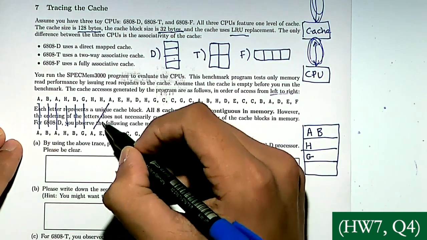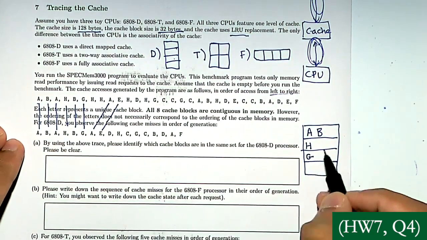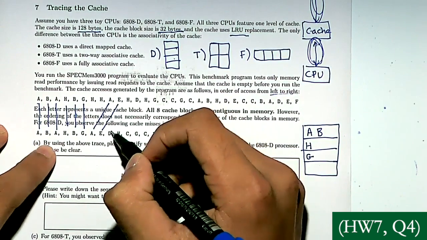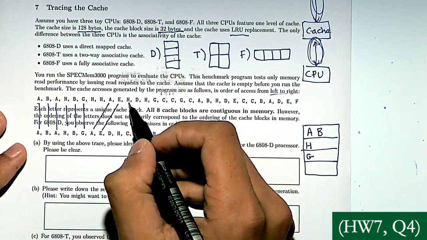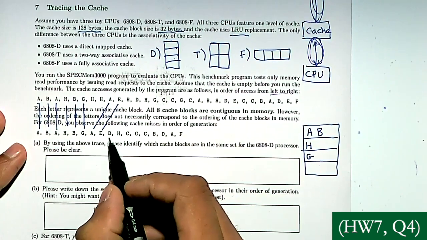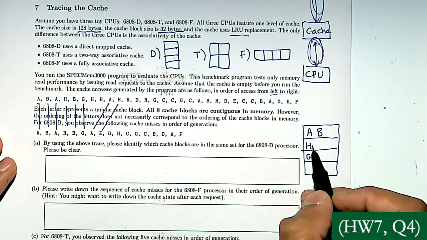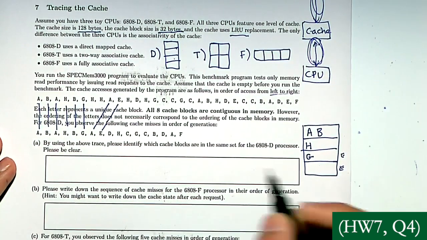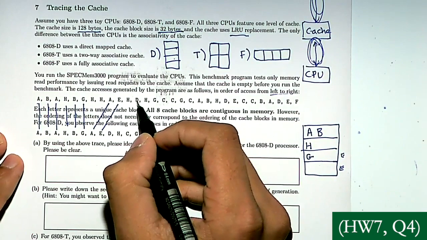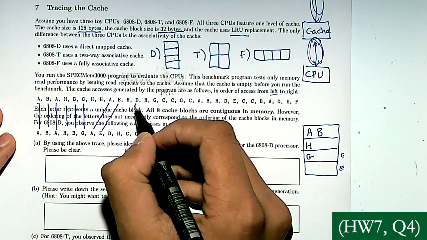Then we have E, and E generates a miss because we haven't seen it, but we don't know where it belongs. Then we call H. We try to access H, and H does not generate a miss. The next miss is actually D. So H is still in the cache. We know that E must go either here or here, but we're not sure which yet. Then we access D, and D generates the miss.